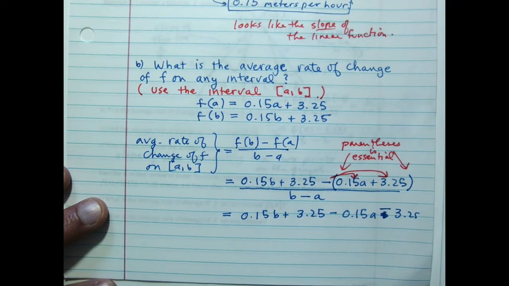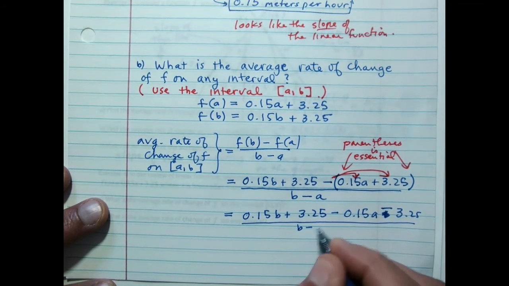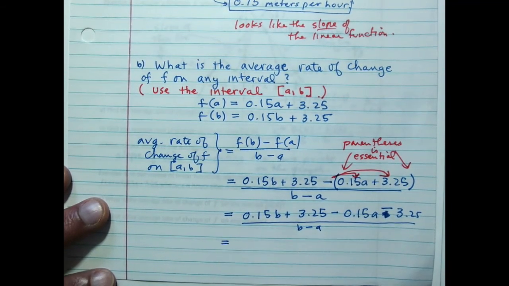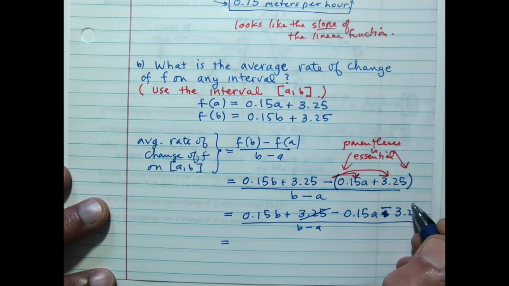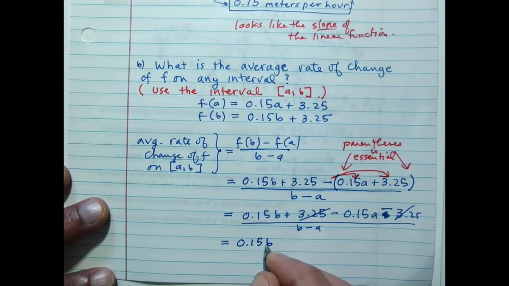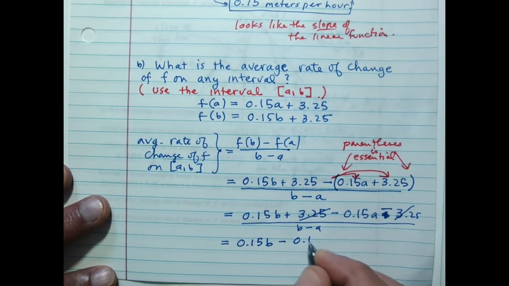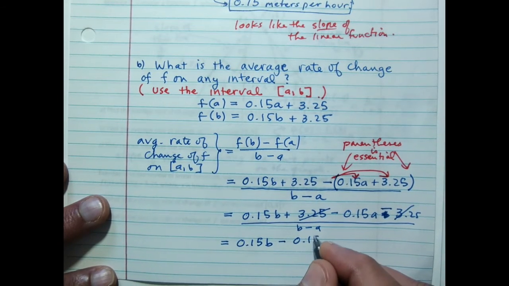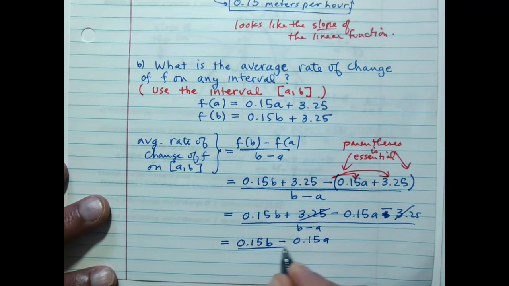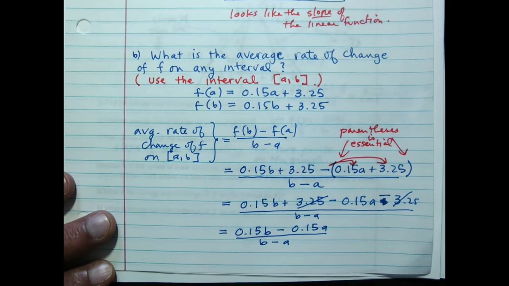over b minus a. And the minus sign helps because I have 3.25 minus 3.25. That goes away. Now I have 0.15b minus 0.15a over b minus a. Seems like kind of a mess, but something nice is about to happen to us right here.